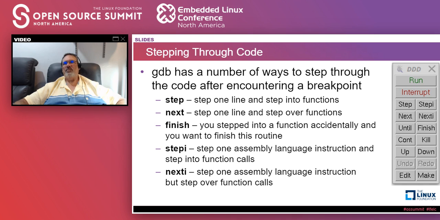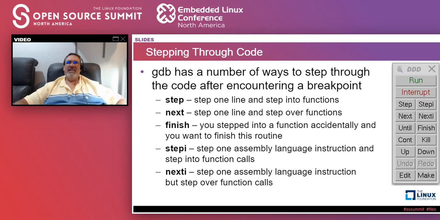Now, if I'm using one of the GUI front ends like DDD, I have this little dialog box that pops up over here. It comes up. I see here the run command. I have the interrupt command. So if the application is running and I press the interrupt button, it will stop the application wherever it was when I hit the interrupt button.